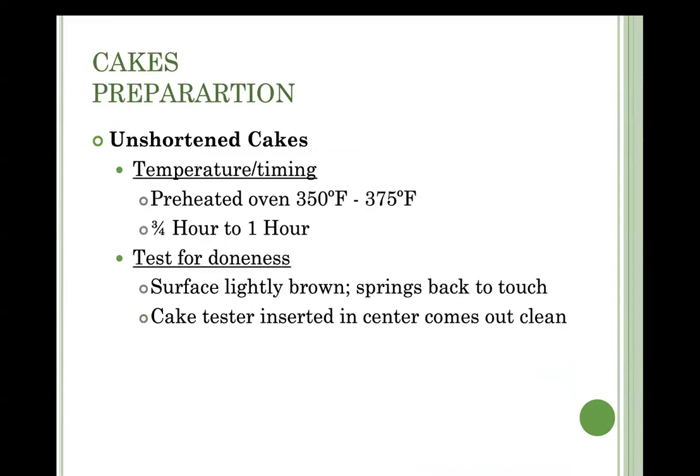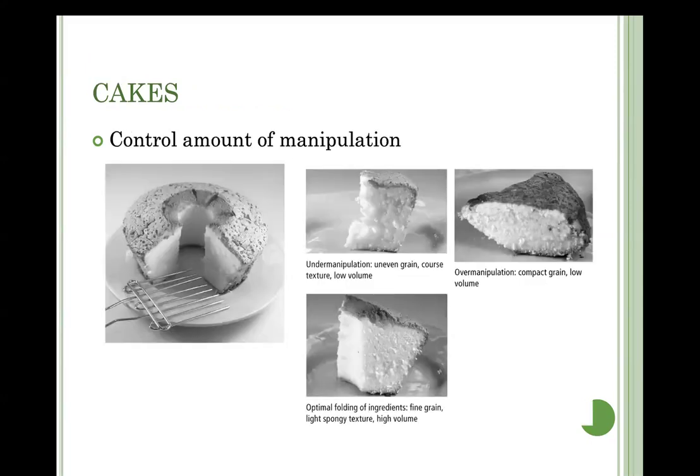Unshortened cakes, you want to make sure that you preheat the oven to 350 or 375, and it goes for 45 minutes to an hour. When you're testing to see if it's done, you're looking for a slightly brown surface, and you want to make sure that it does spring back to touch. You can also use a cake tester. I've had people use shish kebab skewers. You can use a piece of spaghetti. You can use a toothpick. You just want to make sure it comes out clean.